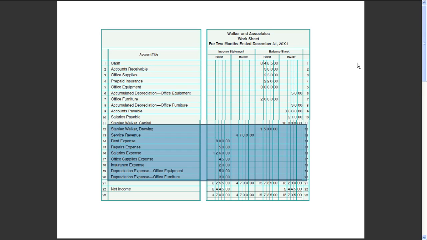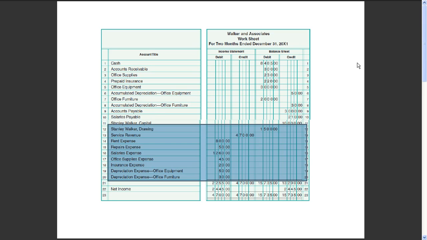So if you look at the accounts highlighted in blue, these are what we refer to as temporary accounts. They include drawing, revenue, and all our expense accounts. We want those to be zeroed out in the books so that we can start fresh, keeping track of our revenue and our expenses and our drawing for the next period. We often refer to these as the red accounts: revenue, expenses, and drawing.